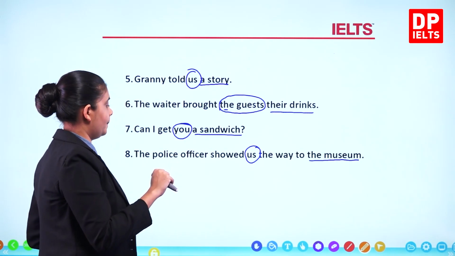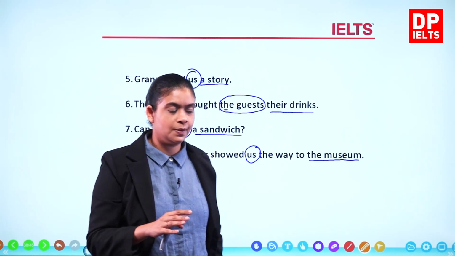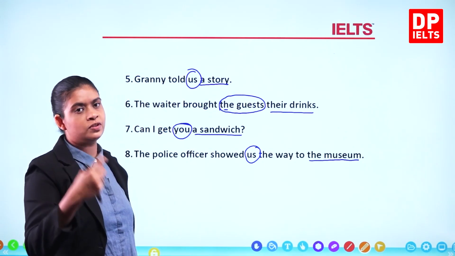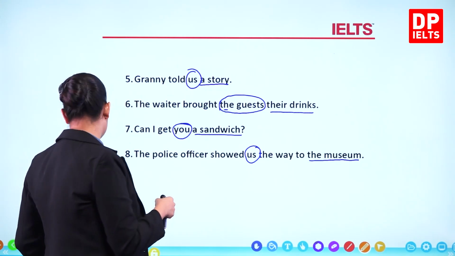ඔබට. The police officer showed us the way to the museum. Police officer අපිට පෙන්නුවා museum එකට යන පාර. මොකද්ද පෙන්නුවේ? Museum එකට යන පාර. කාටද? අපිට. To us. Right?